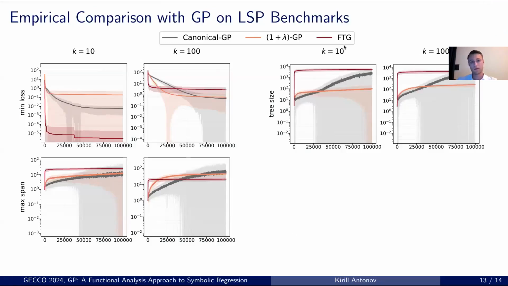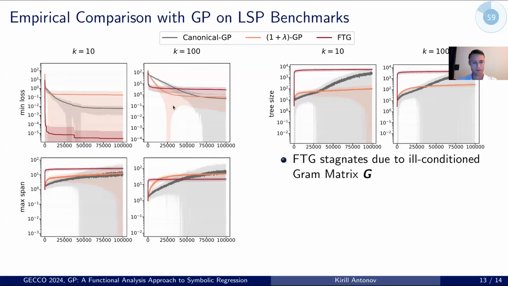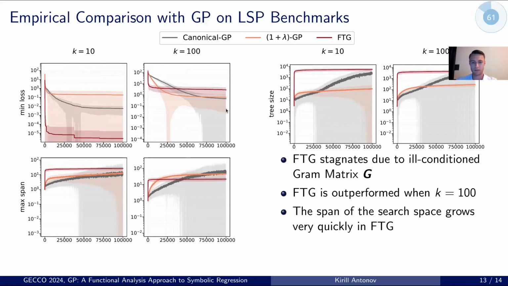We applied conventional GP and FTG to this problem, and found that first of all, FTG sometimes stagnates when a big enough computational budget is given. Also, the span grows very quickly, but then stagnates due to the stagnation of FTG, which happens because ill-conditioned Gram matrices are addressed. And the trees grow very quickly. This is not a disadvantage of our simple heuristic for generation of compositions.